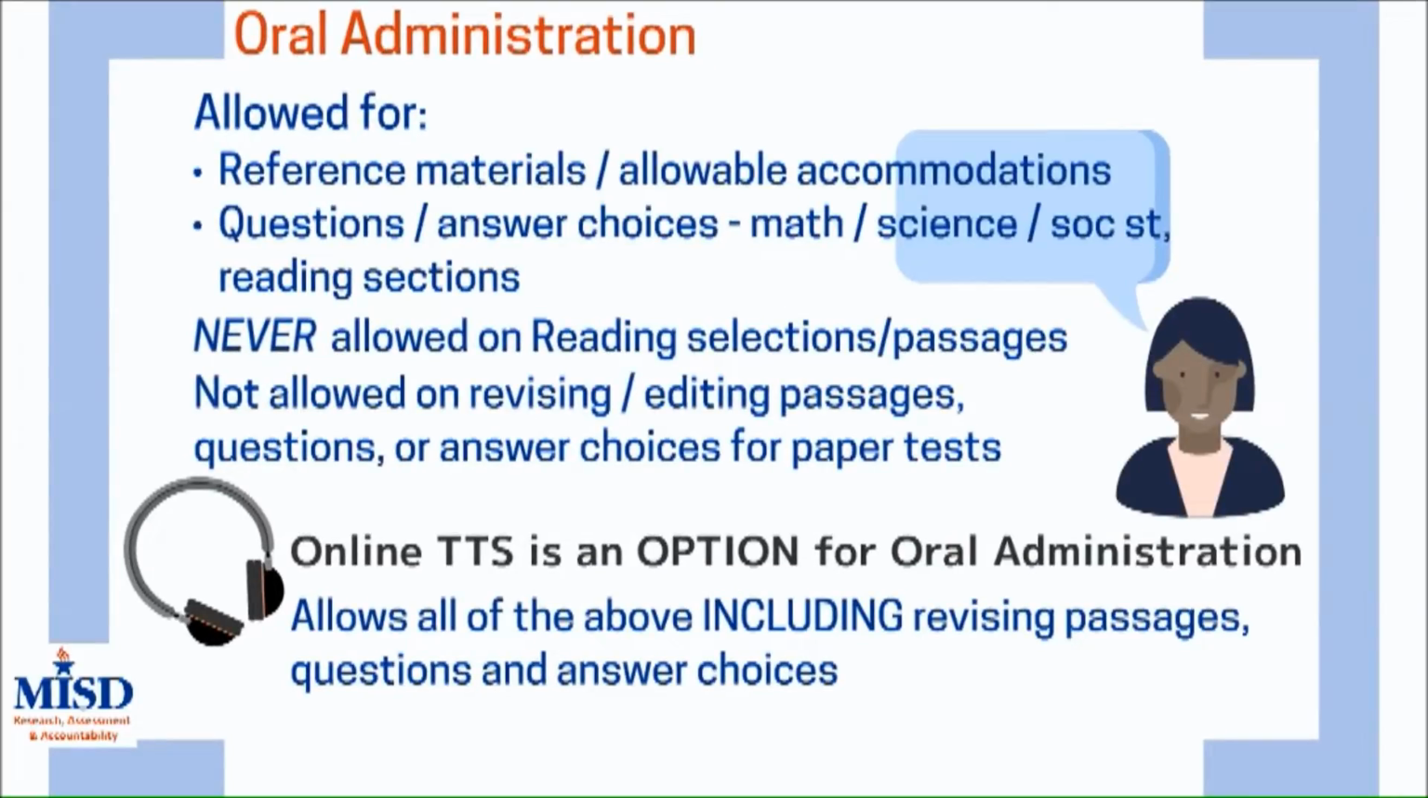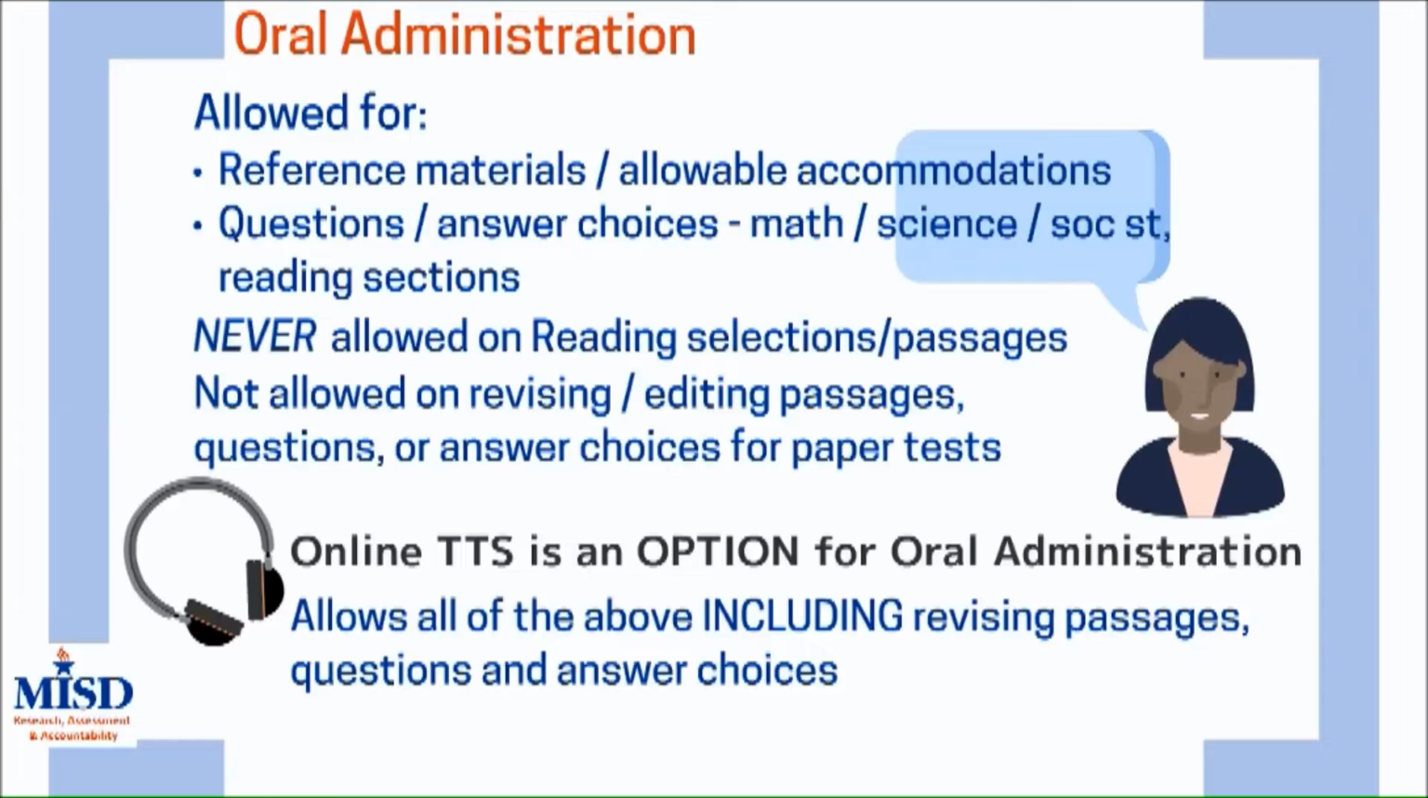Next, we consider oral administration, for which TEA has made a significant adjustment. This frame outlines those items that may and may not be read to the student based on the assessments section of the TEA document. Keep in mind, oral administration is still allowed in its traditional form, where an adult reads all or part of the allowable items to the student. It can also be delivered online using the text-to-speech option.